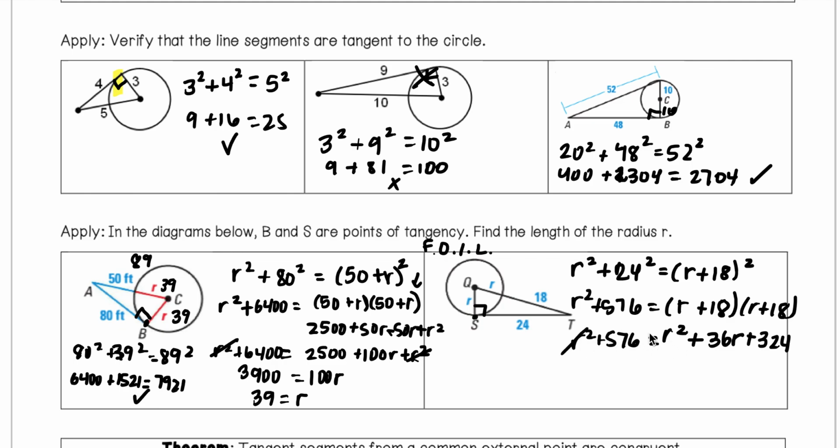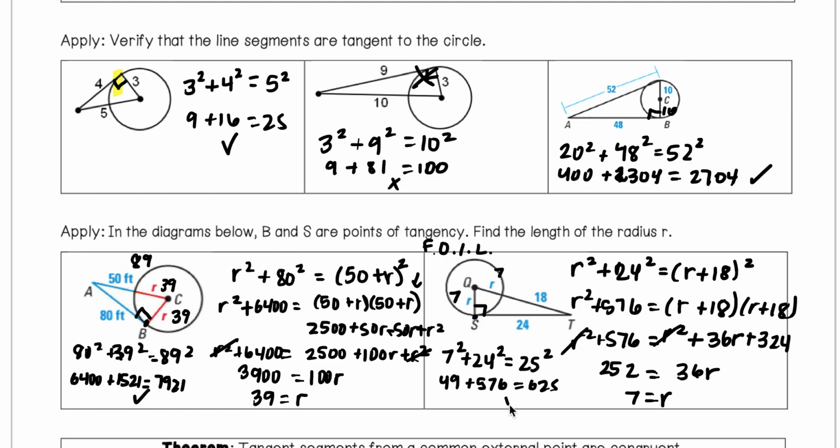Again, our r squareds are going to cancel. If we subtract from each side, they'll go away. And we're going to subtract 324 from each side, leaving us with 252 equals 36r. We'll divide each side by 36, leaving us with 7 equals r. Double check yourself. Make sure that when you plug in 7 here, you get a right triangle that is true. So 7 squared plus 24 squared should equal 25 squared. So 49 plus 576 should equal 625, and that it does. So we know that we got our radius correct.